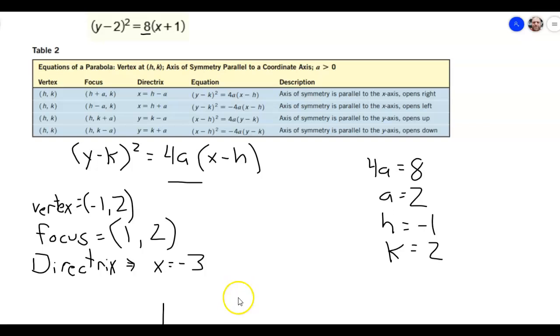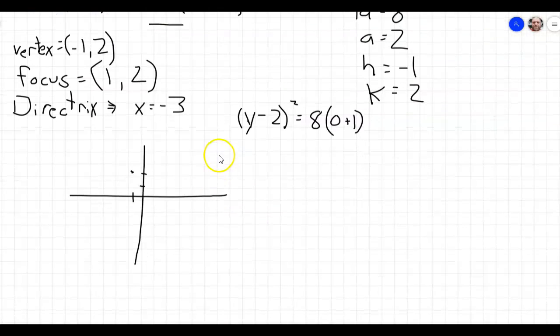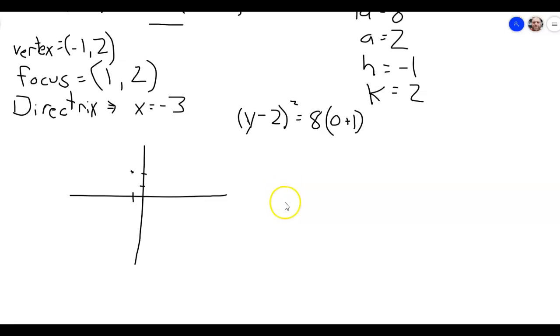So to find the y-intercepts, let me give myself a little bit more room, but we're going to let x equal 0. So (y - 2) squared is equal to 8 times (0 + 1). And now I give myself some more room, and then we're going to end up solving for y. That's going to give us the y-intercepts. Now, since this opens up to the right, I'm expecting there to be 2 of them.